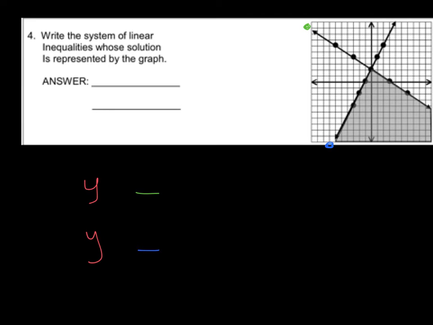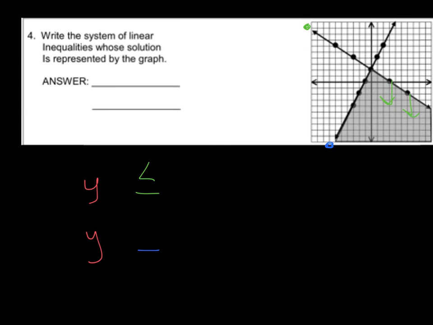So with my green line, I'm going to put my pencil on the line where the shading is. And I see that I would have to shade down from this line in order to shade there. So that means that my symbol had to be less than or equal to. It's less than because I shaded down. It's equal to because it's a solid line.